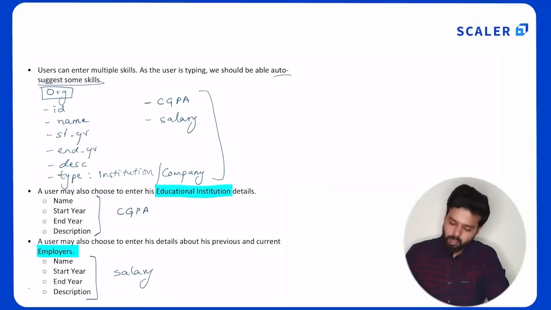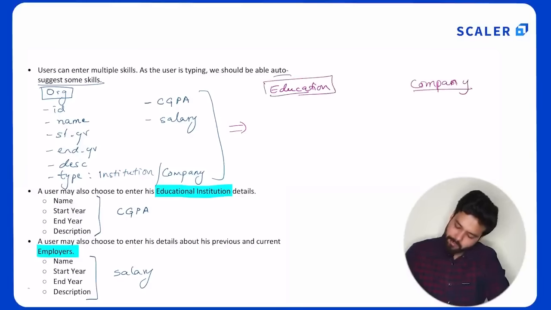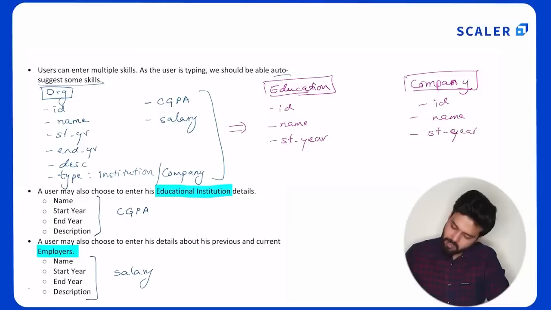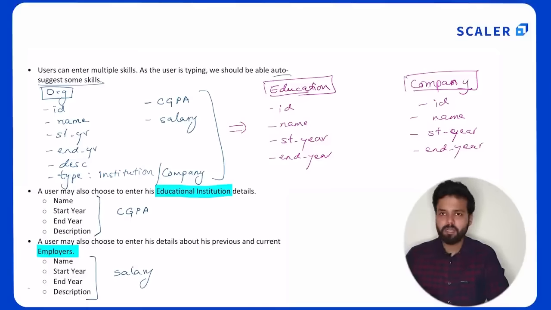means. So to avoid such kind of a problem and to have a design that is extensible, what we can do is we can split this into two tables. One would be education and the other one would be company. Both will have ID, both will have name, start year and end year. Type is not required because we have already split the table.